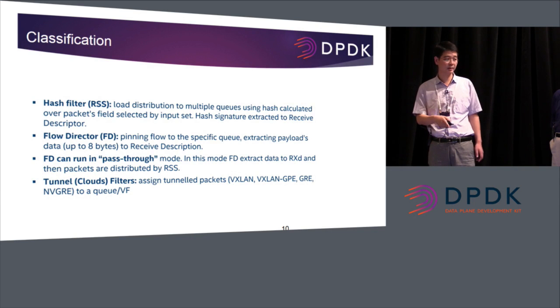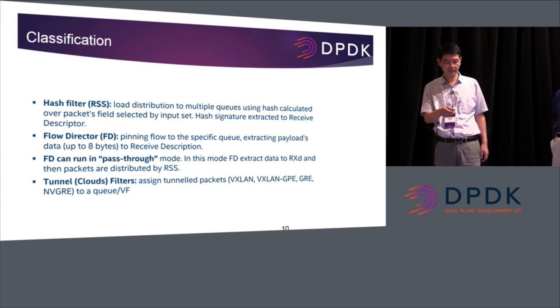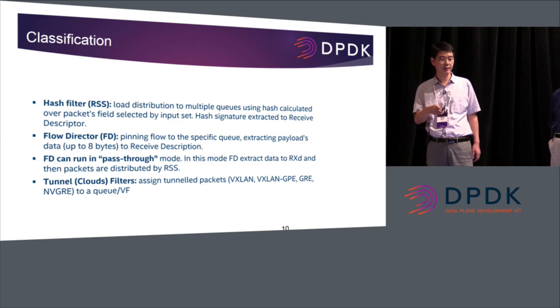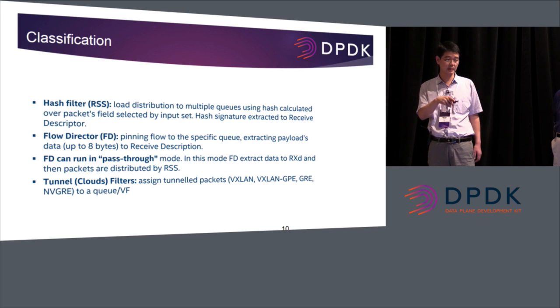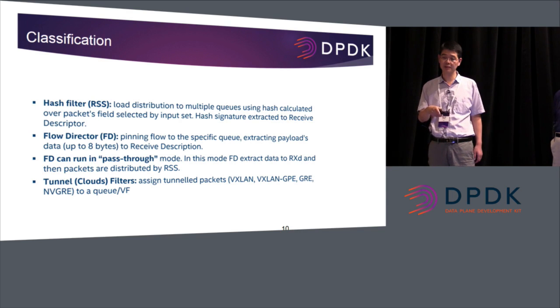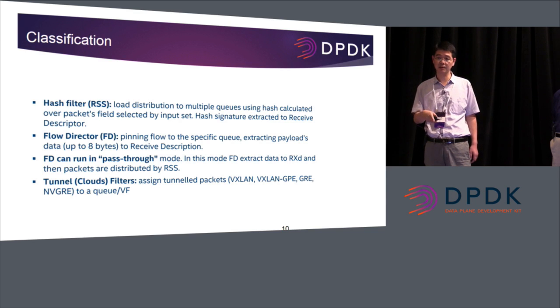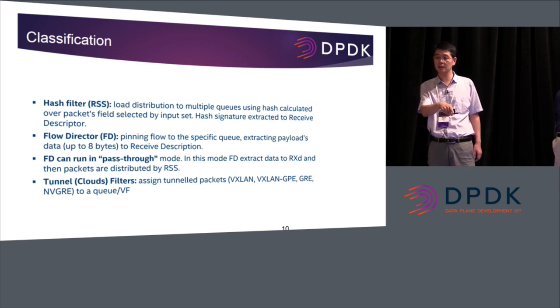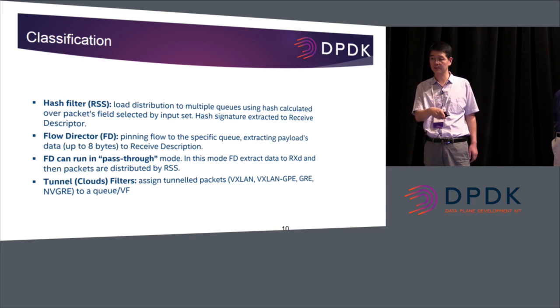Classification is a big thing on the NIC. Hash filter can distribute the received packets to the queues you allocated to this specific VSI, and as I said a moment ago, the field used for hash calculation can be selected. We have a feature named configuring input set, which is used for selecting the field for hash calculation.